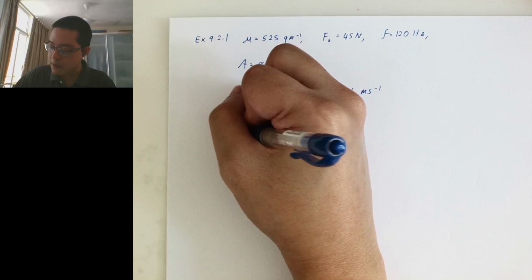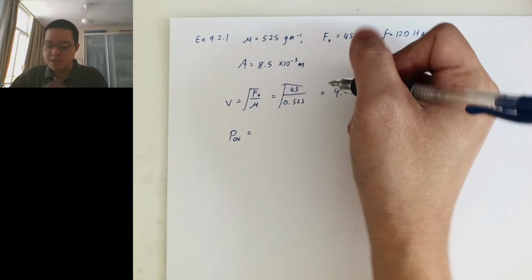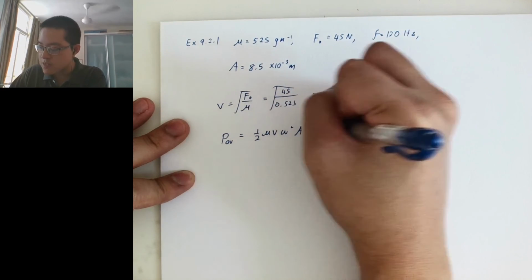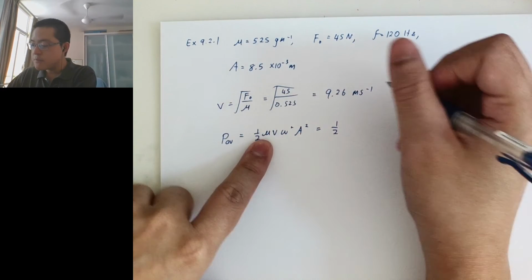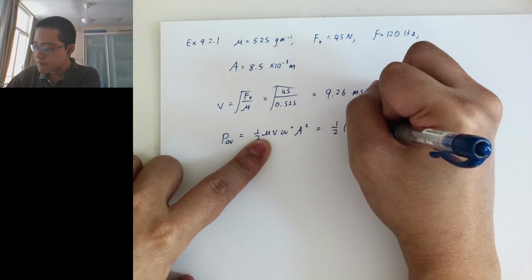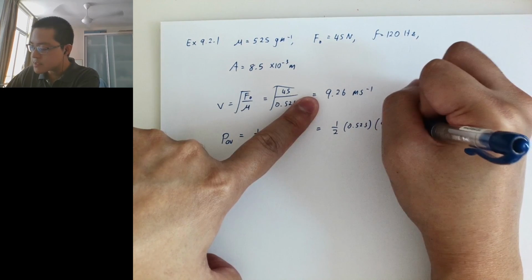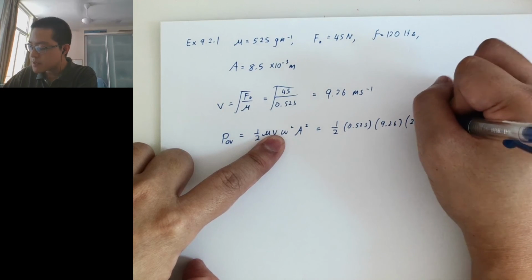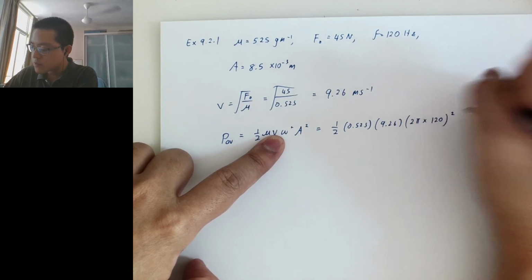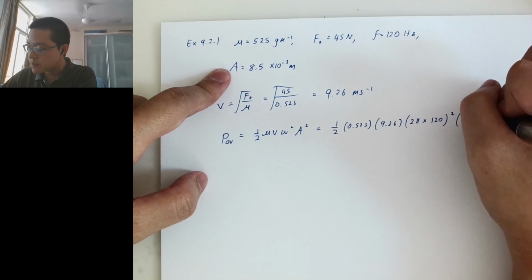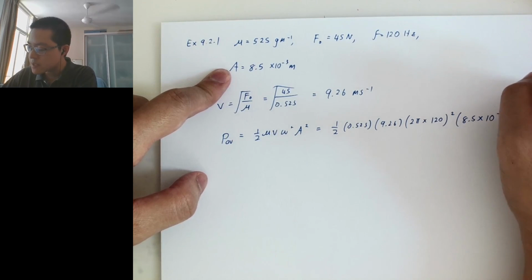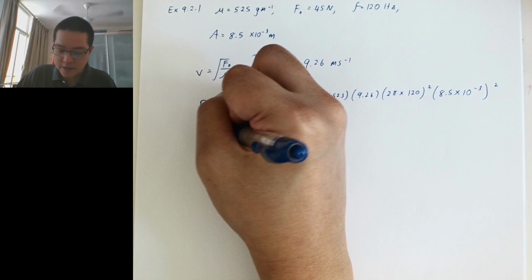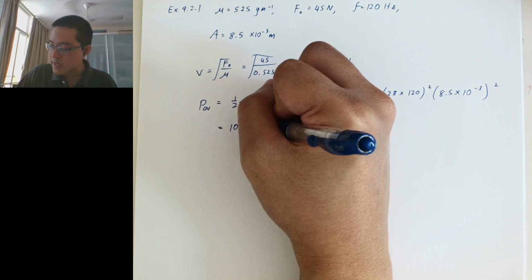Then we calculate the average power of energy being transmitted, which is half mu v omega square A square. So put in all the values: mu is 0.525, v is 9.26, omega square is 2 pi times the frequency, squared, and the amplitude square is 8.5 times 10 to the minus 3, squared. All these are numbers, so you can use a calculator. The answer is 100 joules per second, or 100 watts.